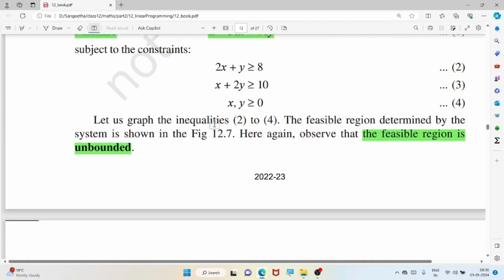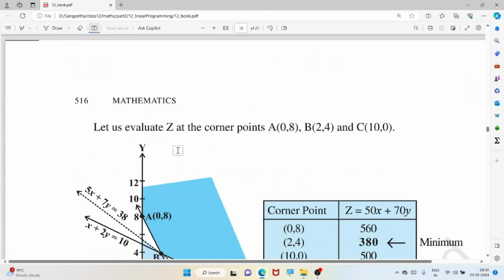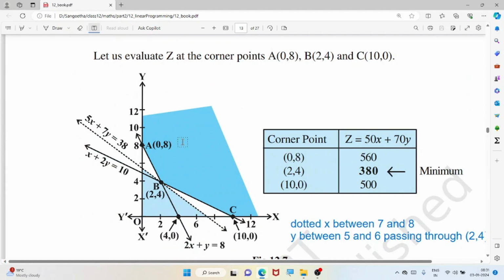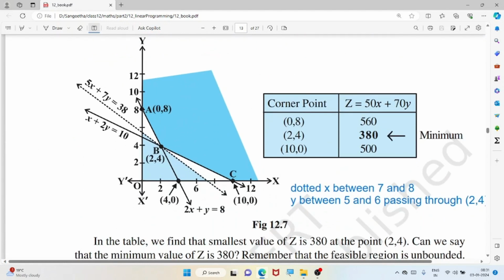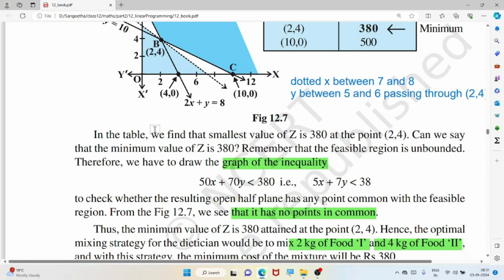Okay, then again you draw the graph, then after that you see this feasible region is unbounded. Okay, this region is the feasible region. Okay, that is unbounded, it is open ended, you cannot draw a circle because it goes up to infinity. So this is the minimum. Okay, now you see this, whatever the objective function, this dotted line is here. Okay, the dotted line is important.